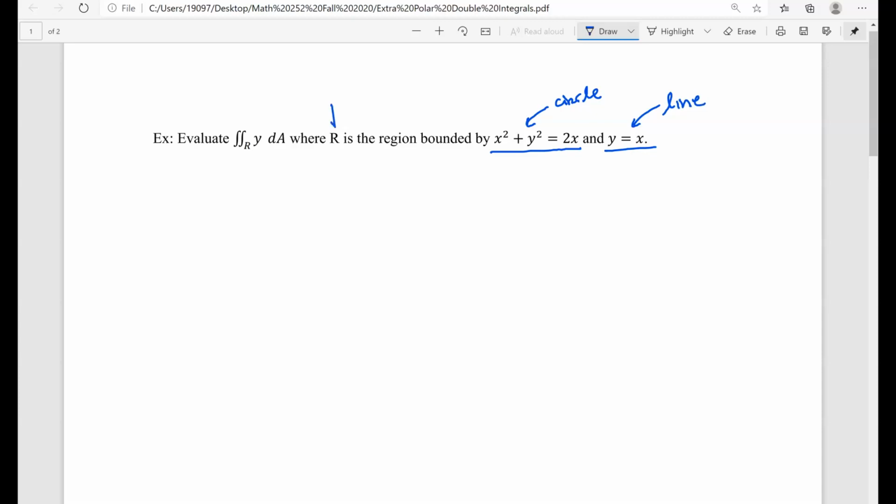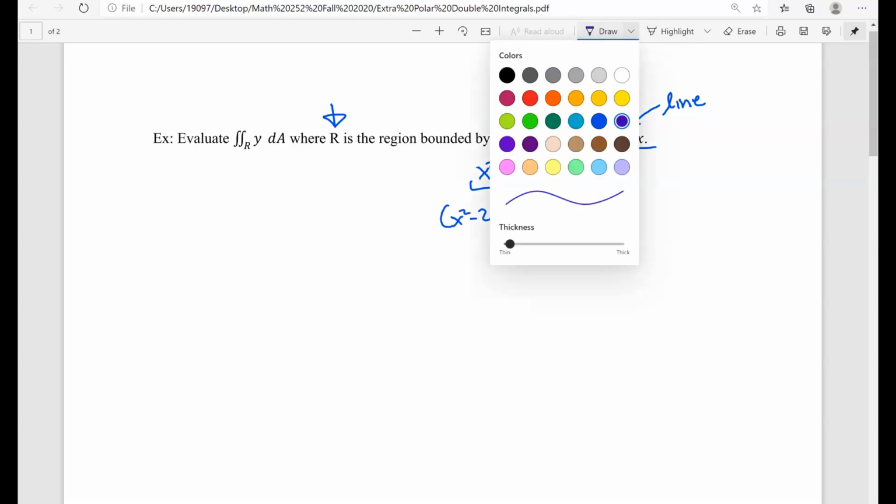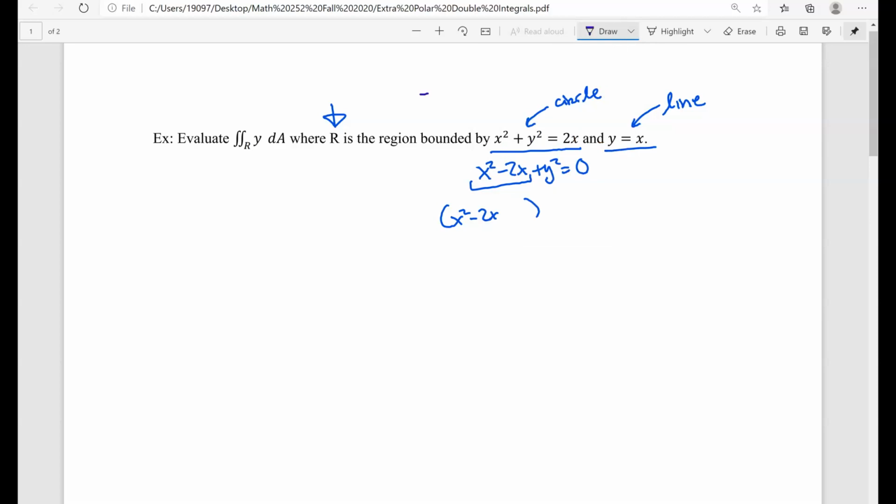We want to look at what exactly this region looks like. First, I'm going to move the 2x over, so I have x squared minus 2x plus y squared equals 0. Now I'm going to complete the square here. You can see that we're going to have x squared minus 2x, and to complete the square, you take this negative 2, divide by 2, and then square it. So tapping into our algebra skills, that gives me a 1.